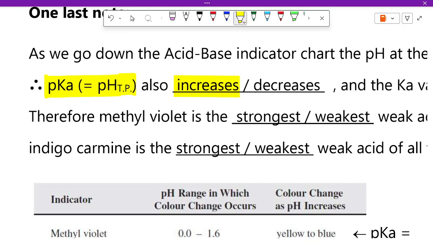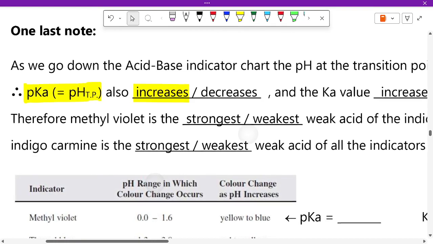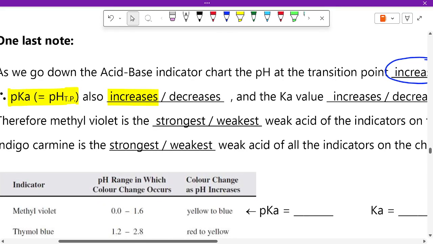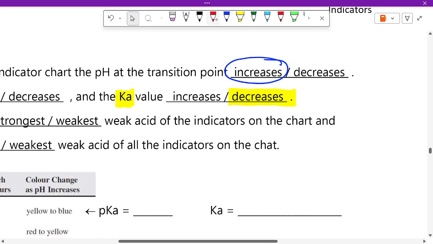pKa is the negative log of Ka. Now, that means if pKa is increasing, what's happening to the Ka value? It's decreasing. And if the Ka is decreasing, what's happening to the strength of the acids? Strength of acids are decreasing.